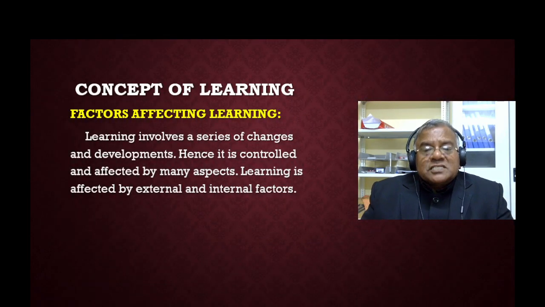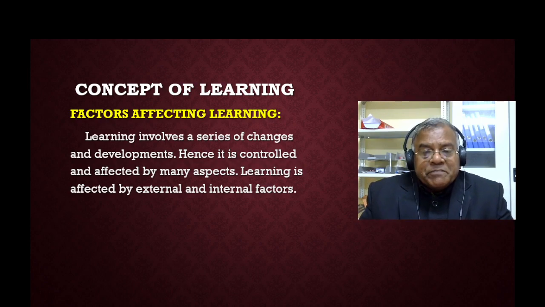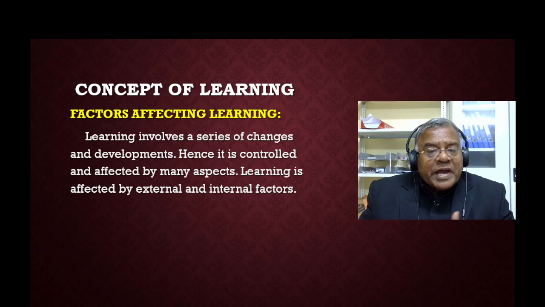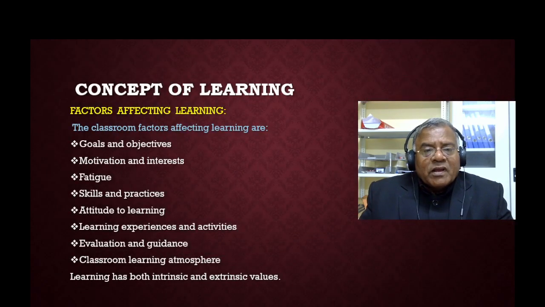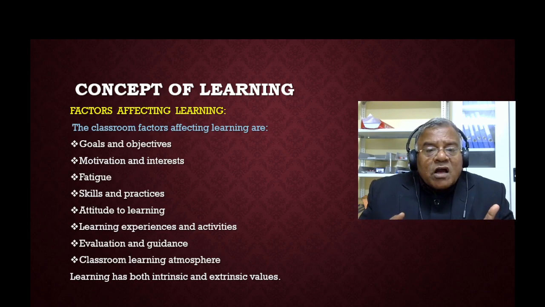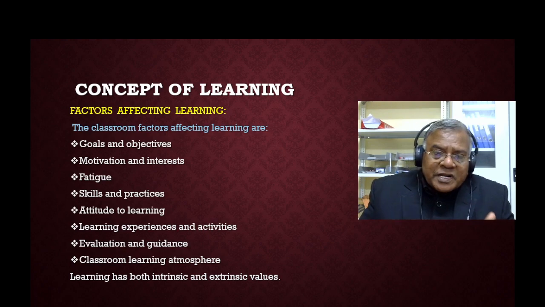What are the factors of effective learning? Learning involves a series of changes and developments. Hence, it is controlled and affected by many aspects. Learning is affected by external and internal factors. What are they? The classroom factors affecting learning are goals and objectives, both for the teacher as well as for the students.